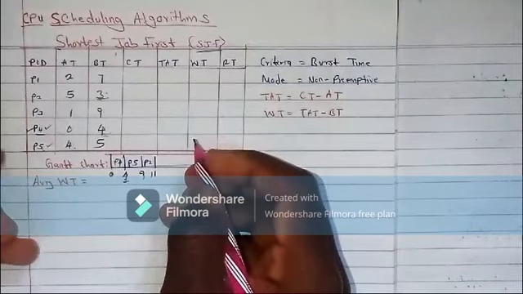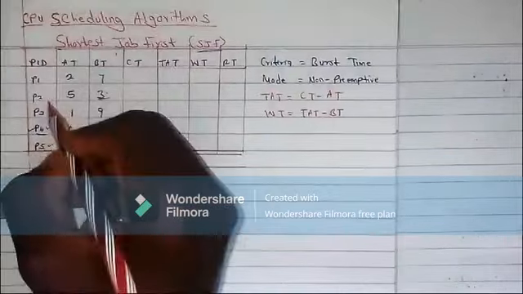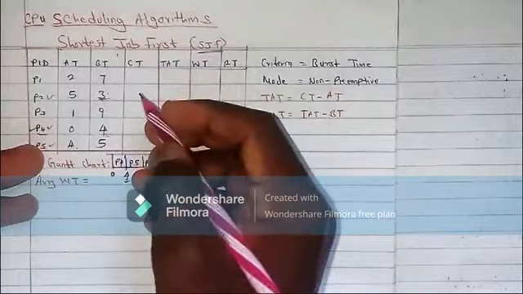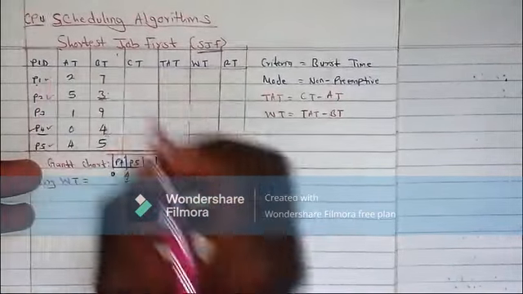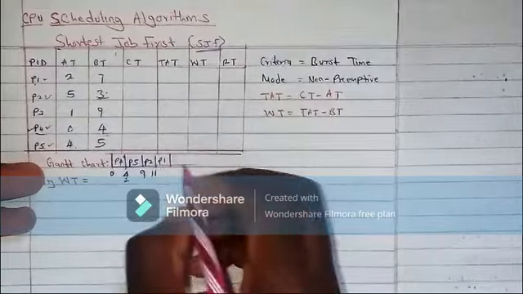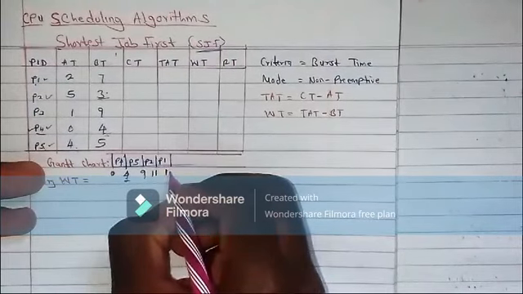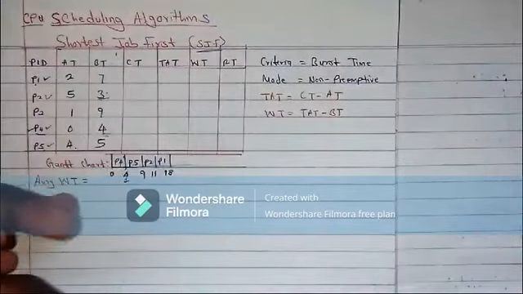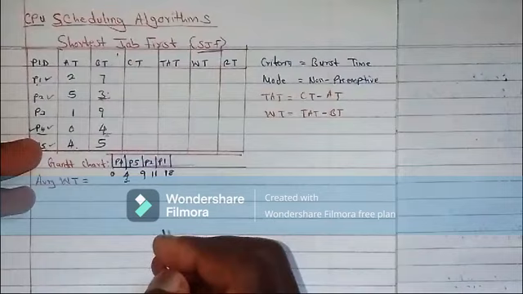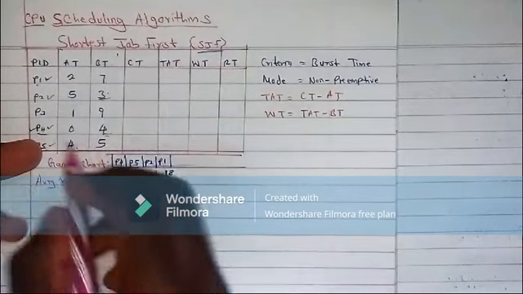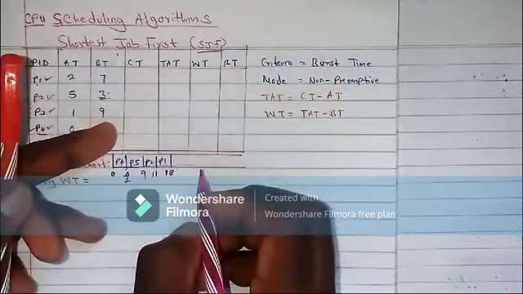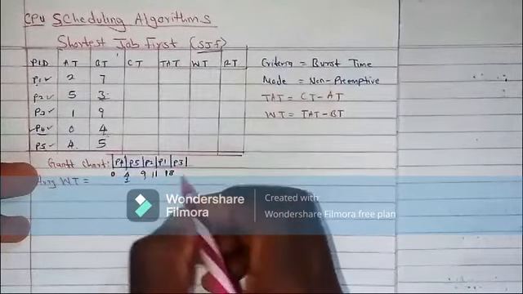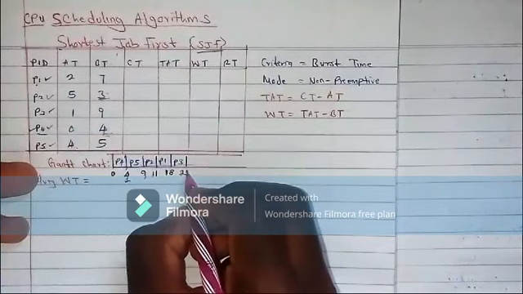Now we continue. P2 has already been allocated. After that, we check which one has the least burst time. It is followed by P1. P1 has 7. Now 11 plus 7, you get 18. Now P1 has also been allocated to the CPU. Our last process to be allocated to the CPU is P3, with a burst time of 9. Now 18 plus 9, you get 27.